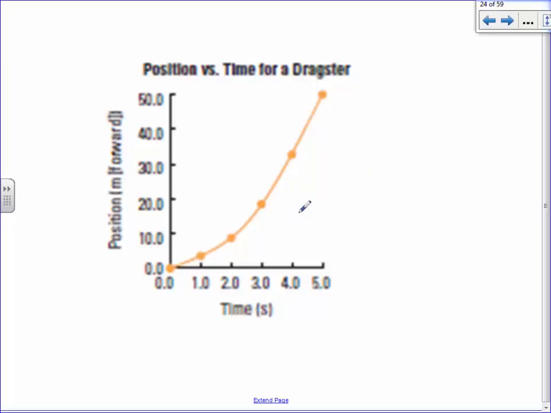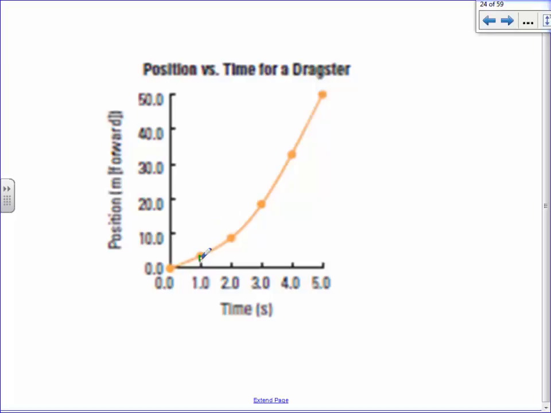Anyone want to hazard a guess as to what's happening in this scenario here? Okay, that's true. But is he going constant speed or not? No. Because if he was going at constant speed, it would be a nice straight line. So because it's curving like this, he's getting faster and faster.